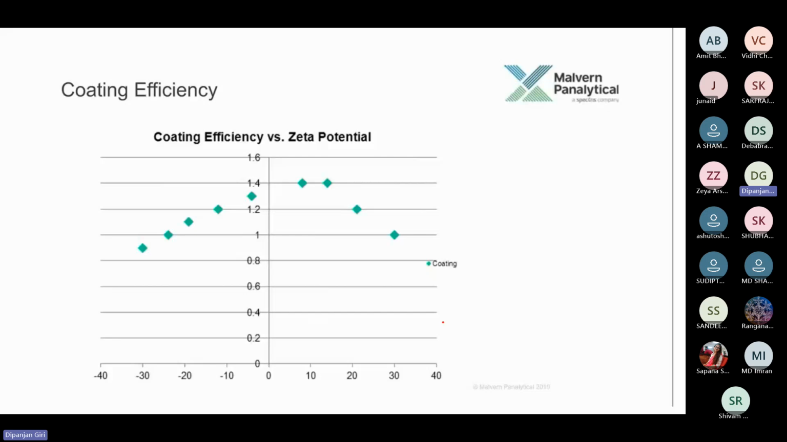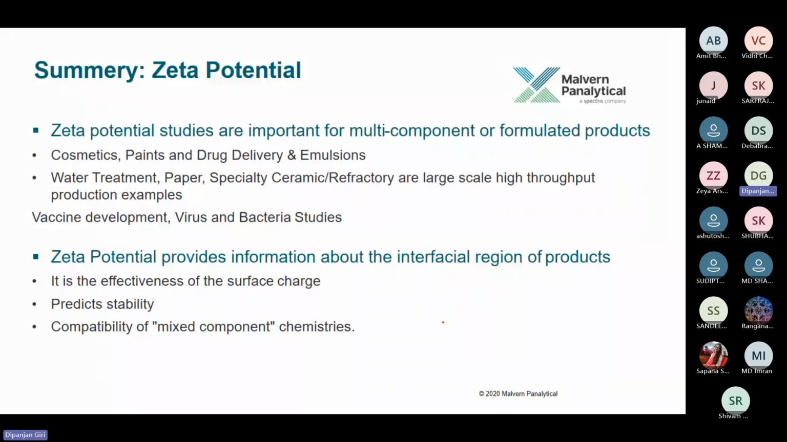You can see that by the zeta potential, how it is changing. So in summary, zeta potential studies are very important for multi-component or formulated products, cosmetics, mainly paints, or in the brightness or the absorption of the light, drug delivery or emulsions.